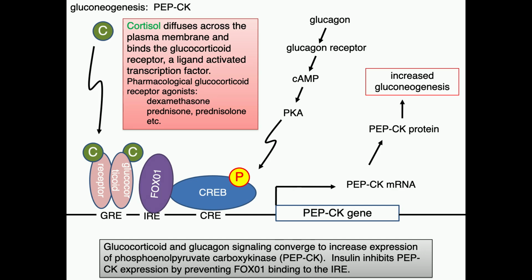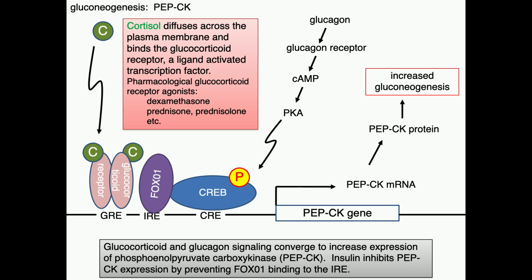So cortisol is one input into the PEP-CK expression. Glucagon is another. So glucagon, the G protein coupled receptor, is coupled to adenylate cyclase, which makes cyclic AMP. Cyclic AMP then activates protein kinase A. Protein kinase A then phosphorylates the cyclic AMP response element binding protein, CREB. And when CREB is phosphorylated, then it binds to the CRE and again helps to recruit RNA polymerase and transactivate the gene.